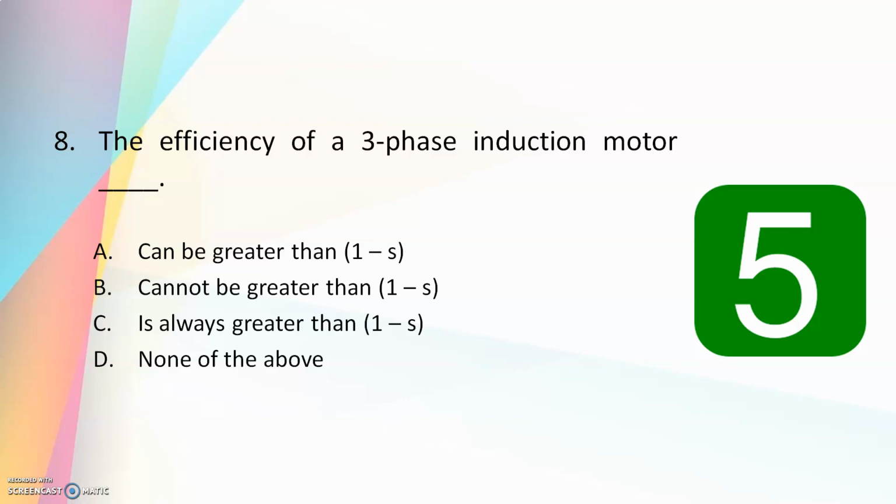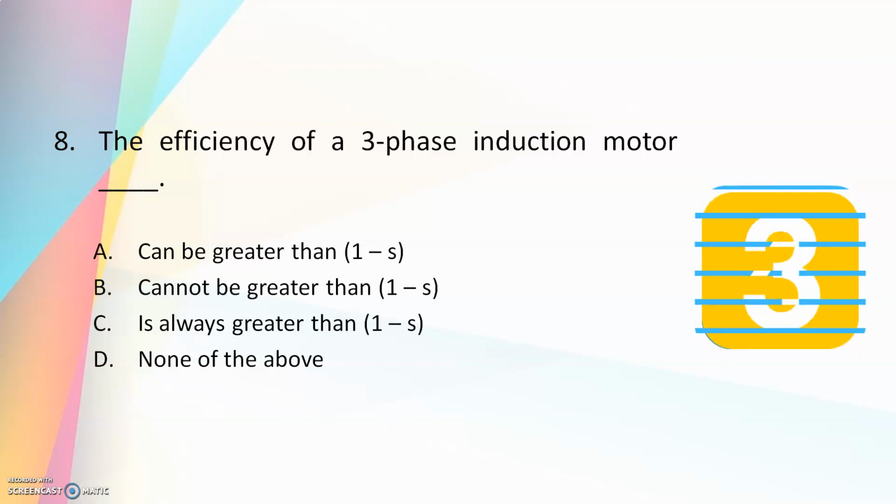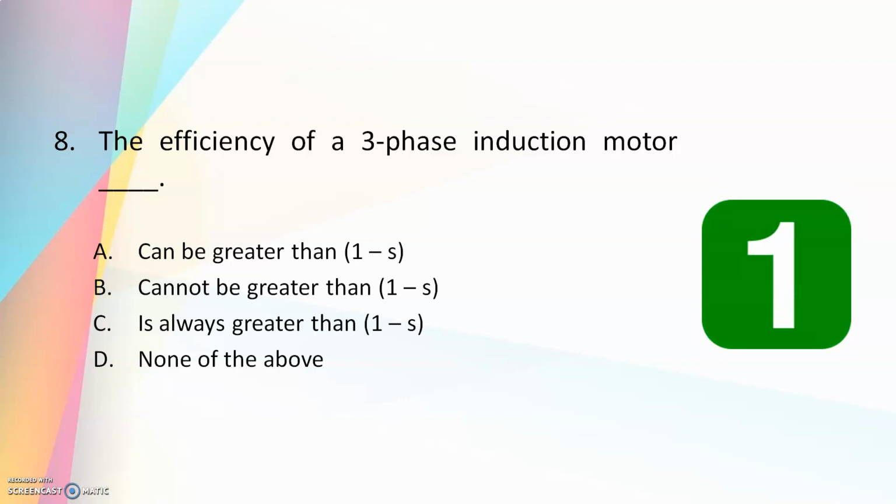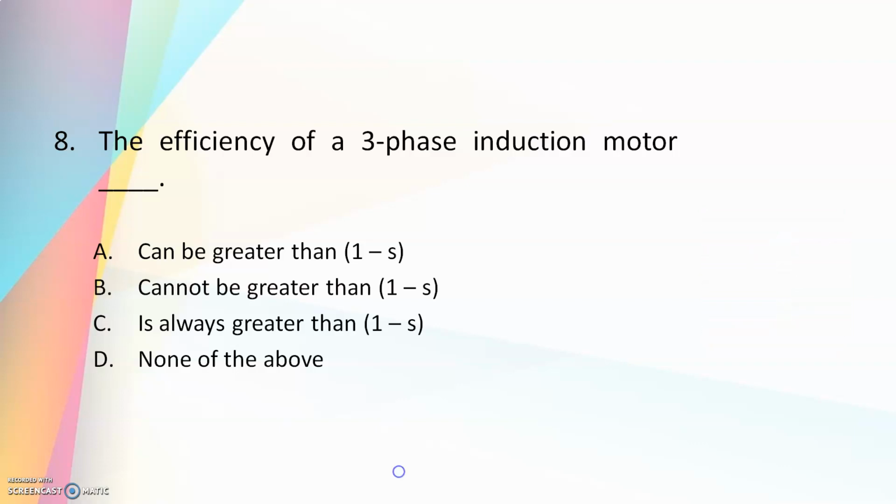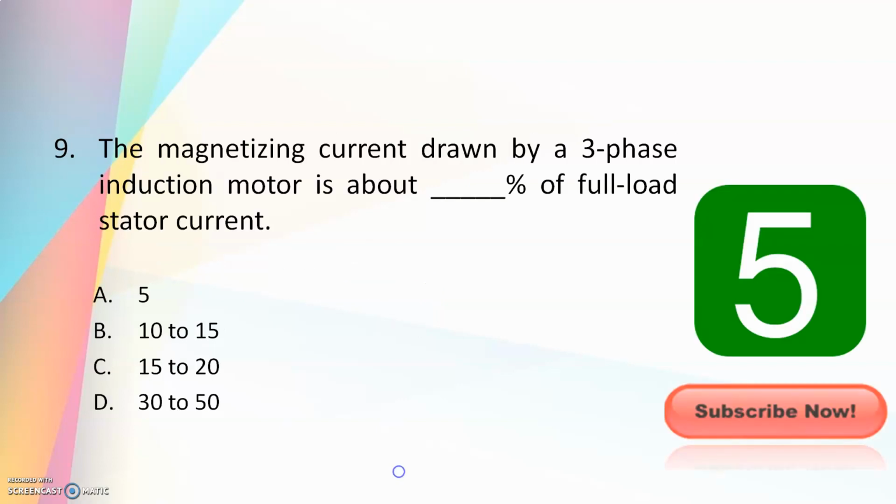Efficiency of a three-phase induction motor: can be greater than 1 minus s, cannot be greater than 1 minus s, is always greater than 1 minus s, none of the above. And the answer is it cannot be greater than 1 minus s, because an approximate relation for the efficiency is 1 minus s. So it cannot be greater than 1 minus s.